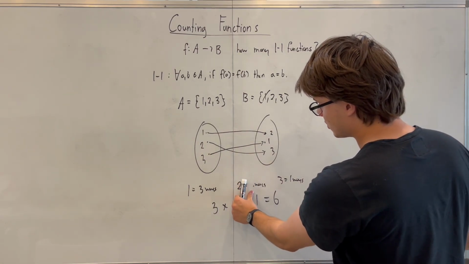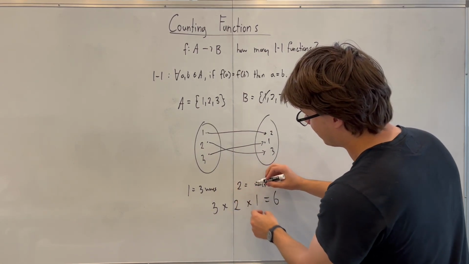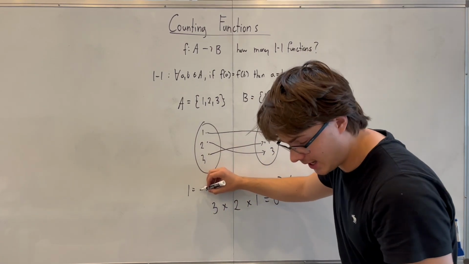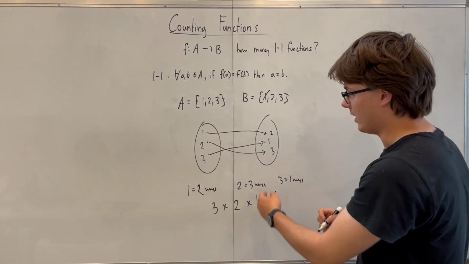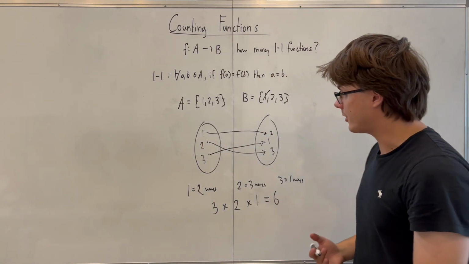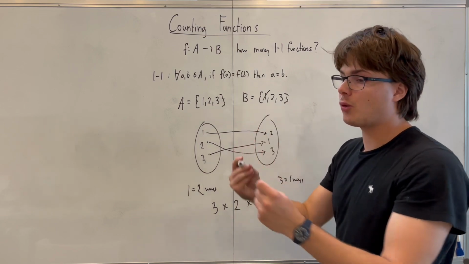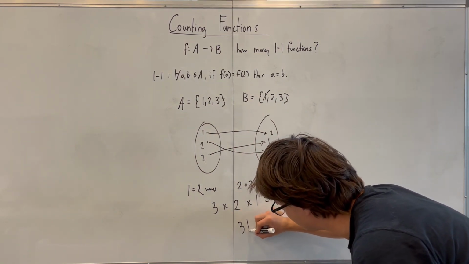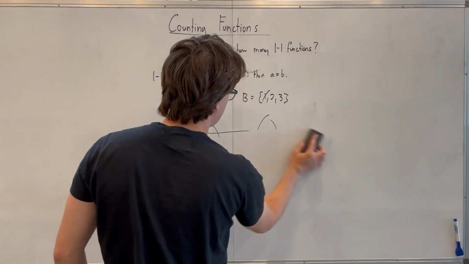Now, of course, you can switch this around and say, well, what if I want to map my 2 first? Well, then 2 is going to have 3 ways. And if you want to map your 1 second, 1 is going to have 2 ways. The order in which you do this still does not matter, but the next choice is going to have 1 less choice. And what we find here is that it's going to equal 3 factorial.